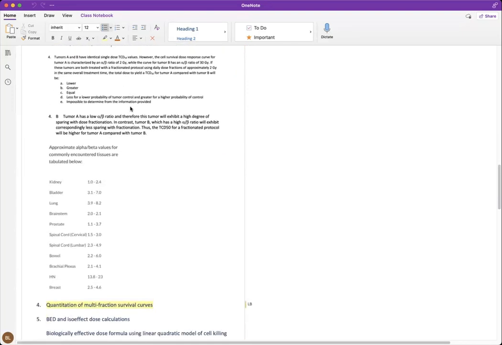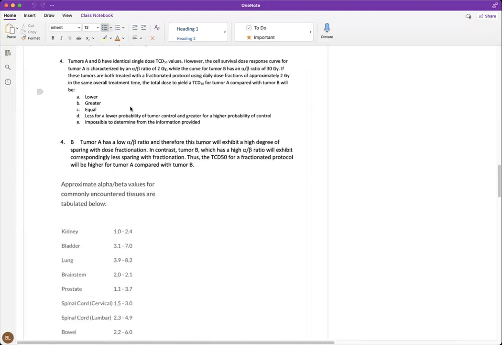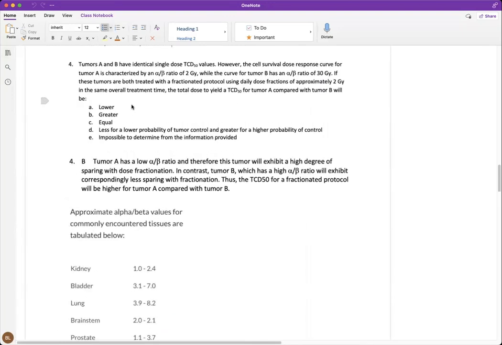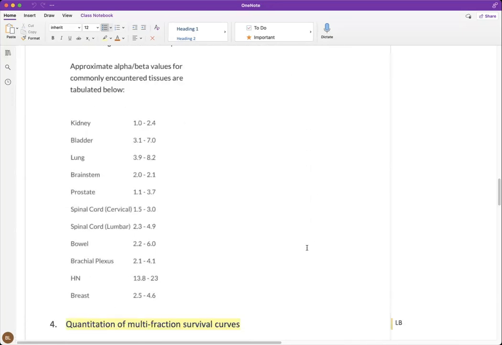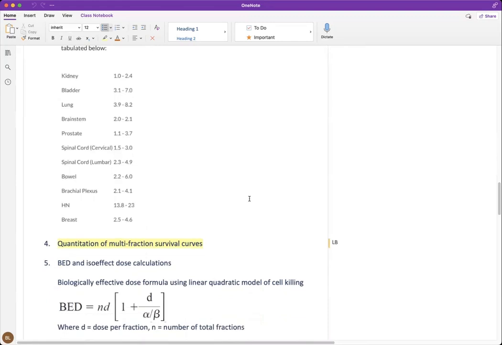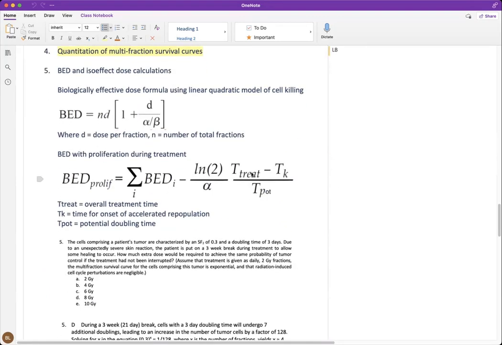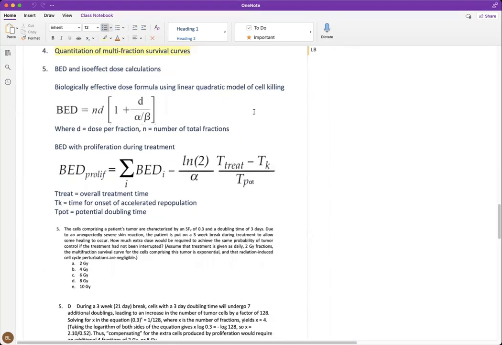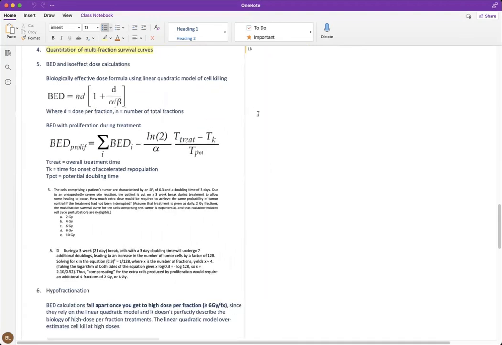So, okay, here is an example question I thought was worth showing. I think you guys can just look at this on your own, but it's here. Here's some approximate alpha beta ratios for different organs. Next, quantitating multifractional survival curves. I didn't find anything related to that in my studying, so I left it blank.